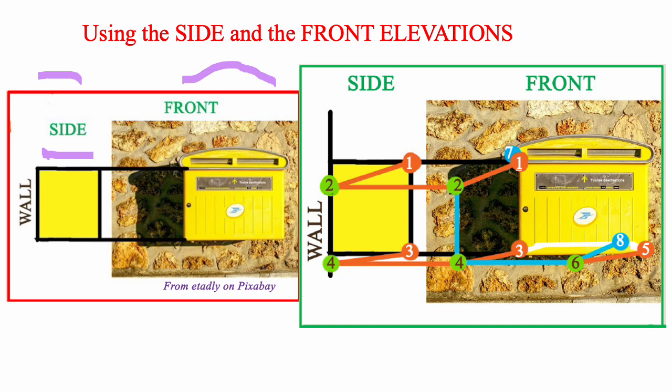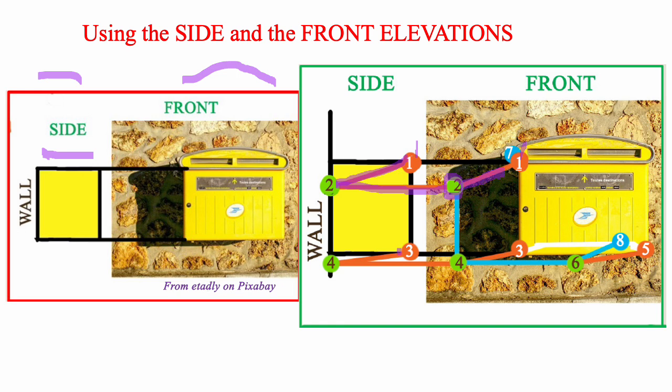Now draw a light ray from point 1 in both views. The light ray from the side view hits the wall at point 2, and that's as far as it can go. So transfer that position to the front view to find point 2 on the shadow where it intersects the light ray from point 1.